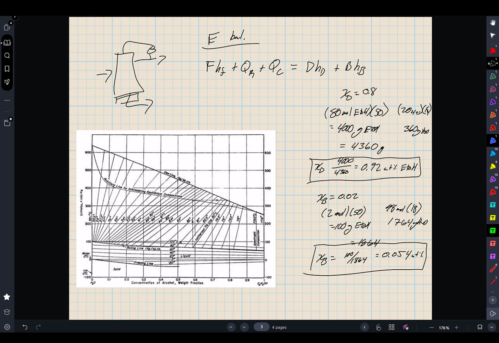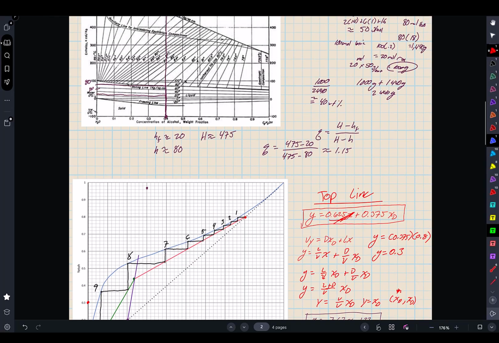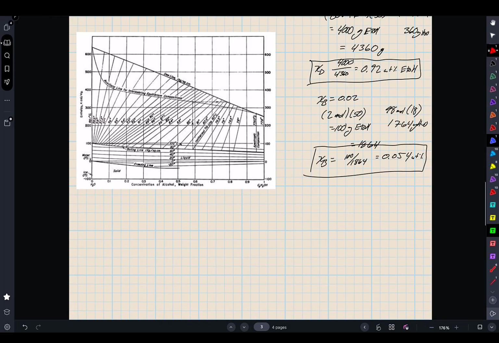So if we're looking at, let's let red be our feed enthalpy, which we already figured out. Our feed enthalpy is going to be what we did previously up here, which is approximately 20. So we can say our enthalpy from our feed is approximately equal to 20 kilocal per kilogram.